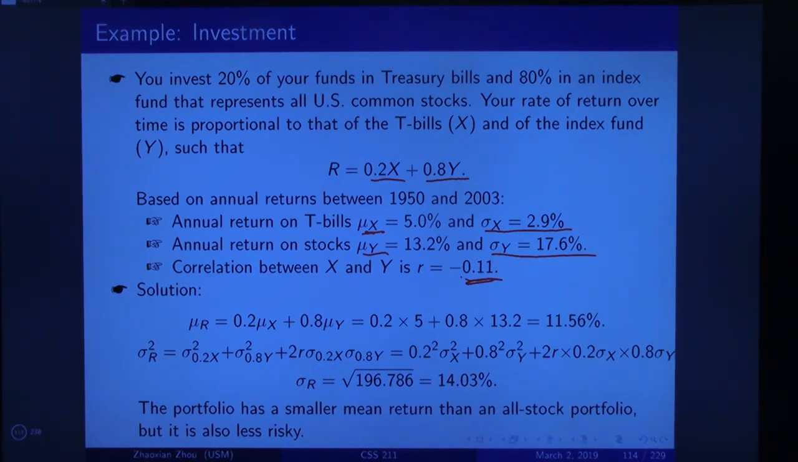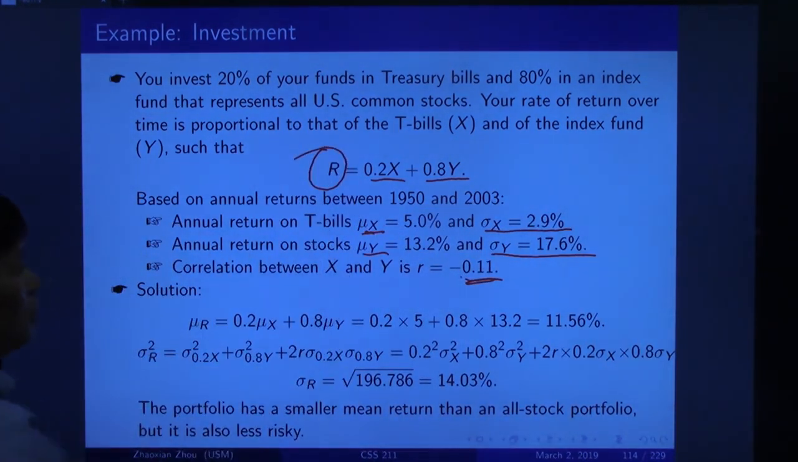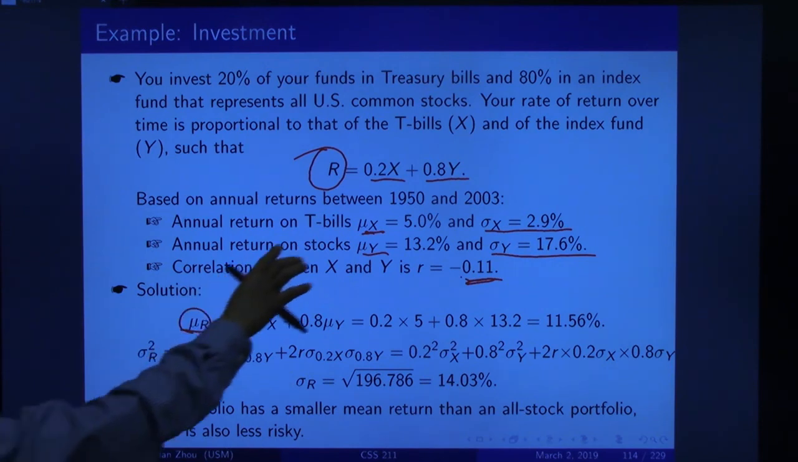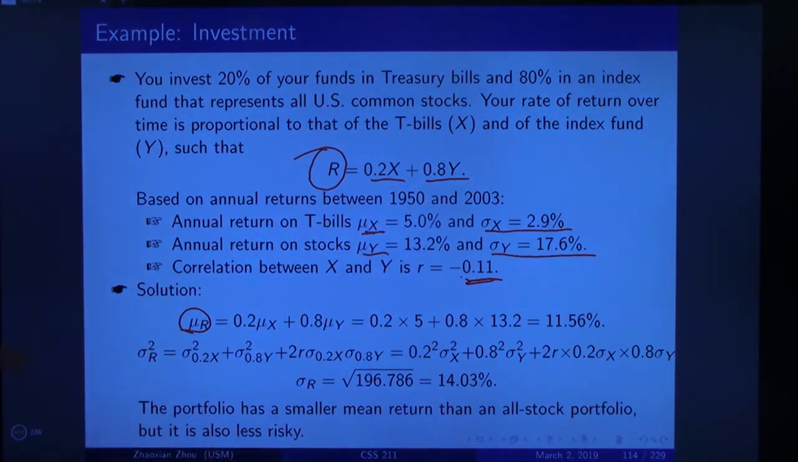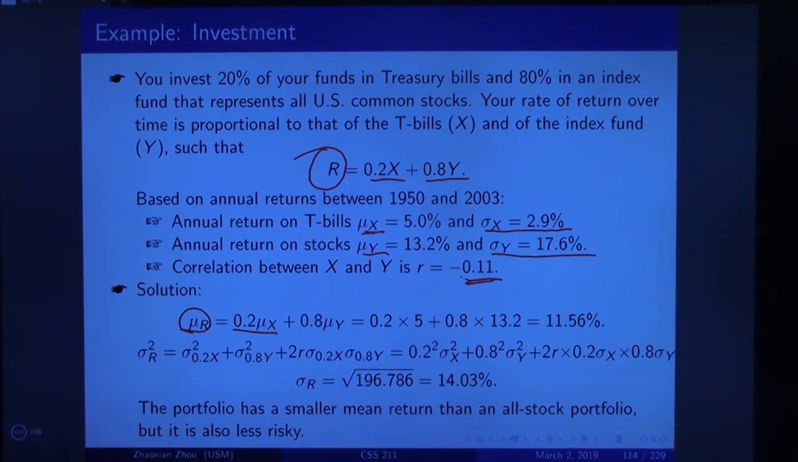Okay, now this is your investment, and we want to know the annual return, the average annual return of your investment. From here it equals this and this. We use the formulas discussed in the last slide. That will equal 0.2 mu x, then plus 0.8 mu y.